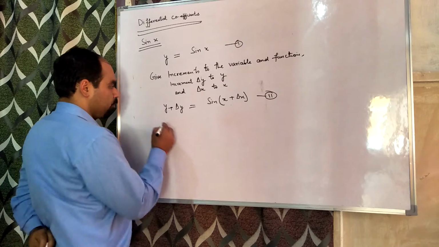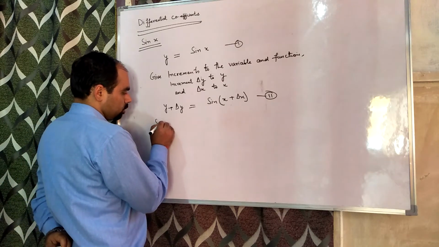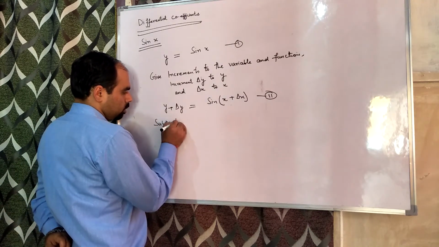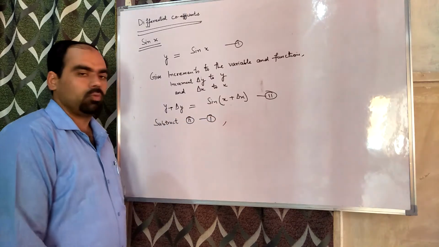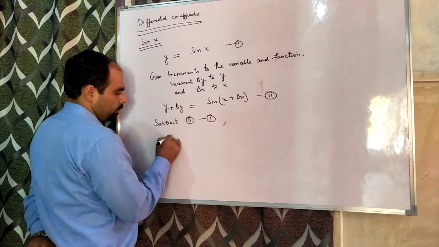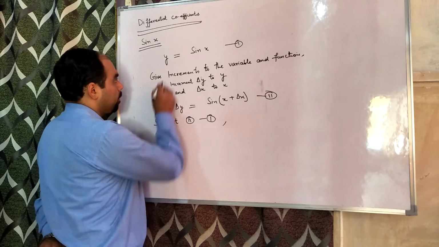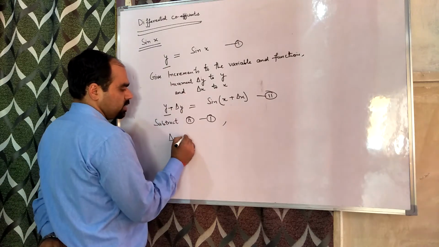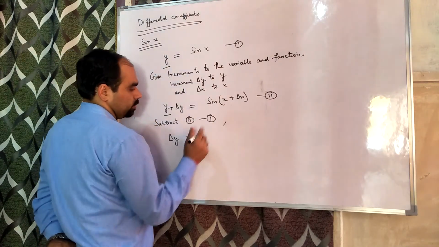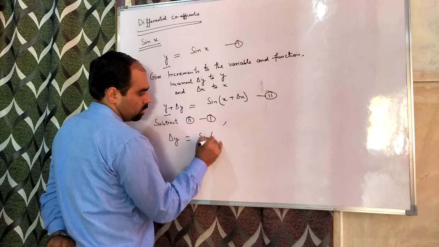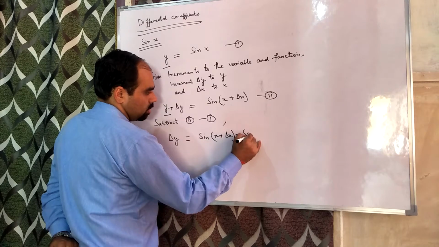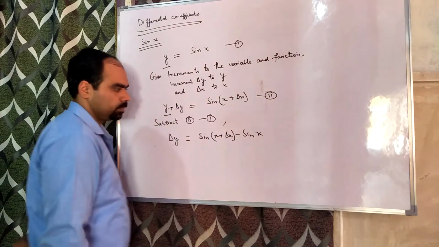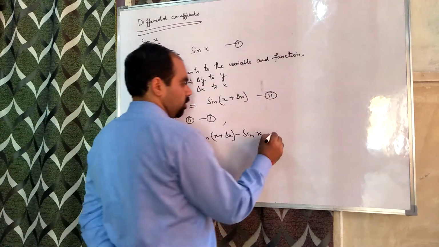The third step will be your subtraction. Subtract second minus first. What you have got? Delta y, y will cancel out, delta y is there, and here sine of x plus delta x minus sine of x. This is your third equation now.